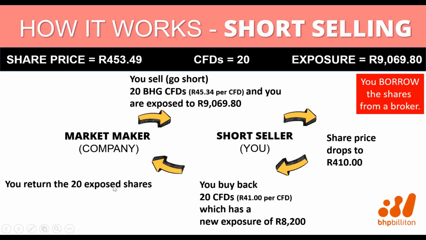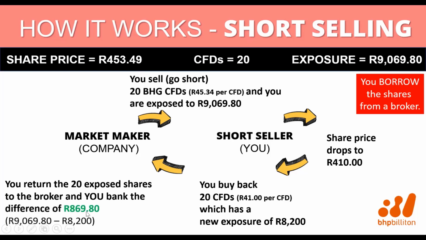You return the 20 exposed shares to the broker or market maker, and you bank the difference of 869 Rand and 80 cents. So you're basically taking the old exposure, which is 9,069 Rand 80 cents, minus 8,200 Rand, and you bank the difference, which is 869 Rand and 80 cents.